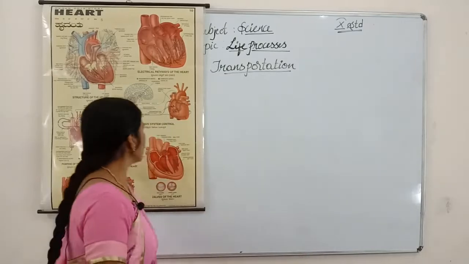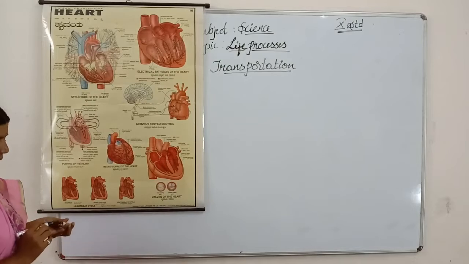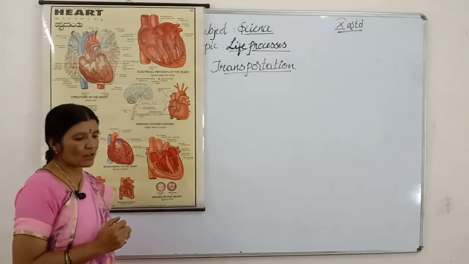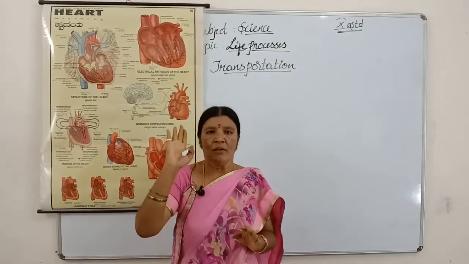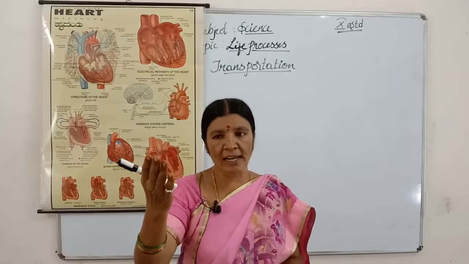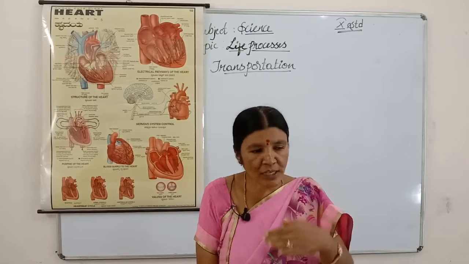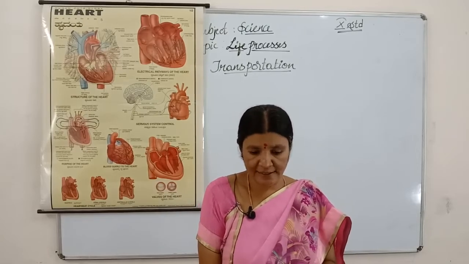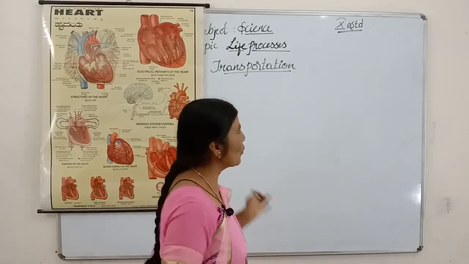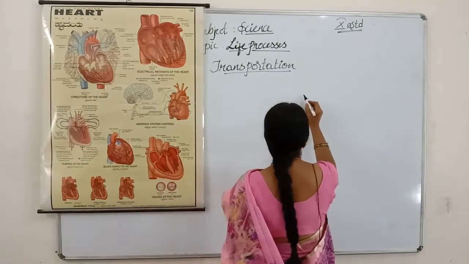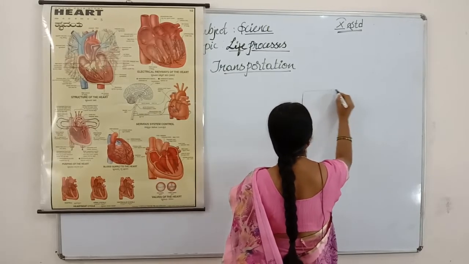Now children, you can see in this diagram the structure of the heart. We already know, from our lower class, that our heart has 4 chambers: the upper 2 chambers are called auricles or atrium also, and the lower 2 chambers are called ventricles. To understand this clearly, now I am going to draw a block diagram of the heart.